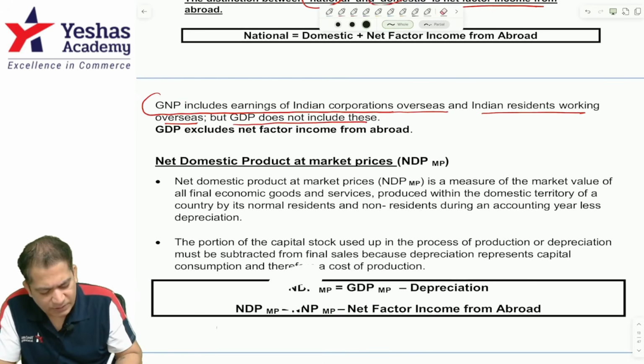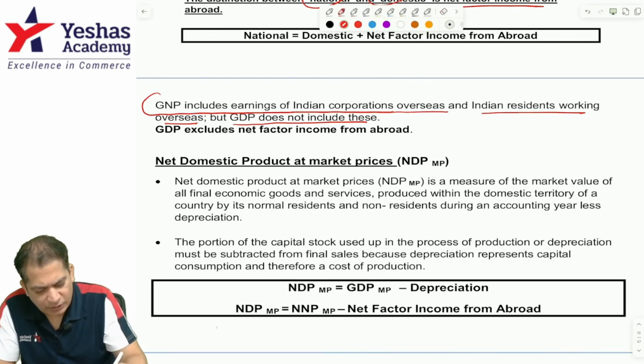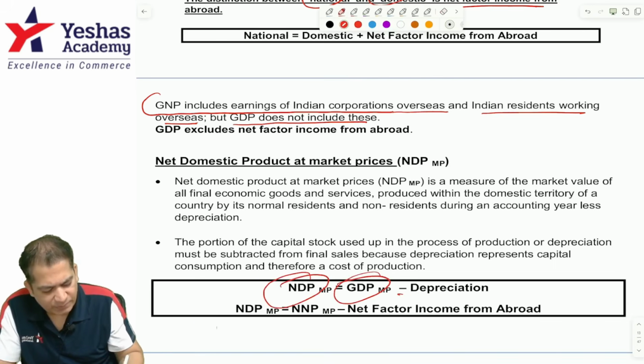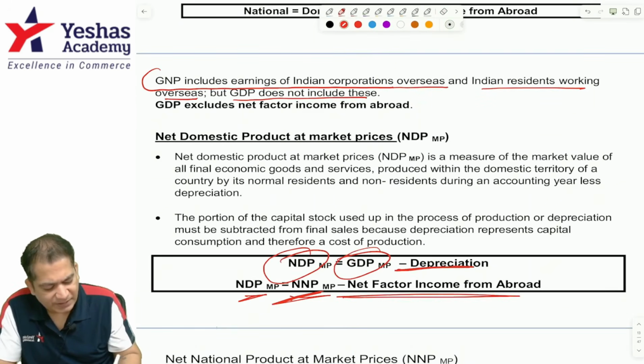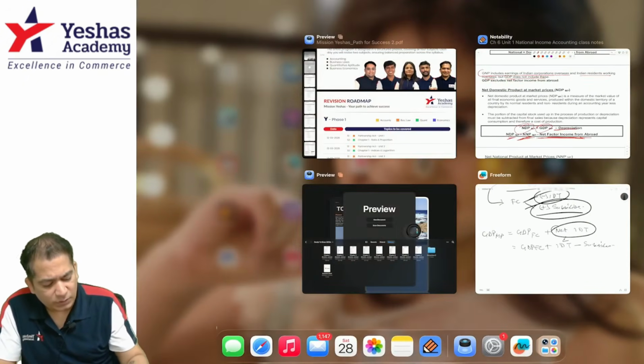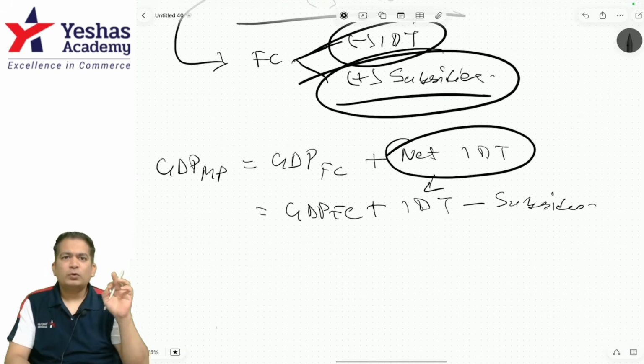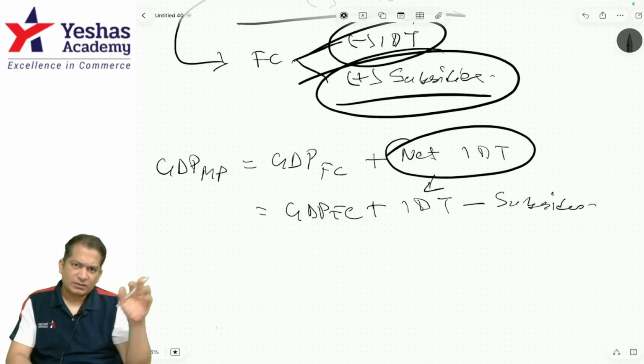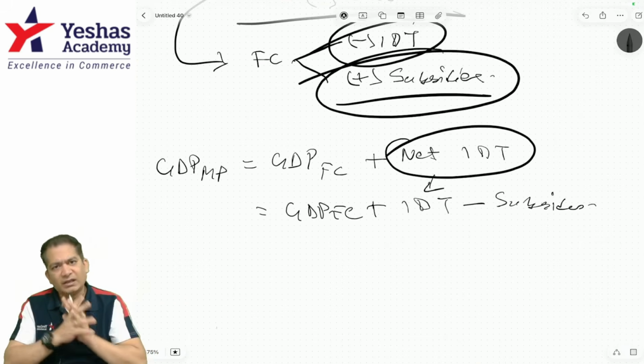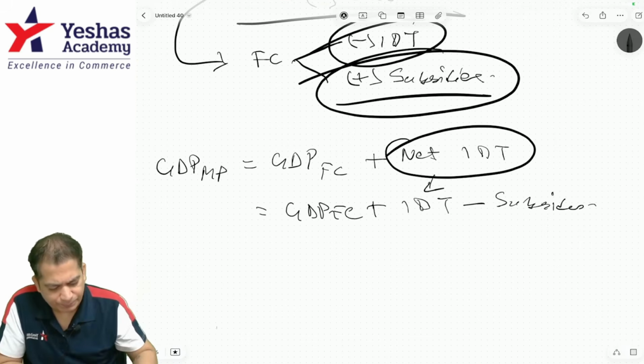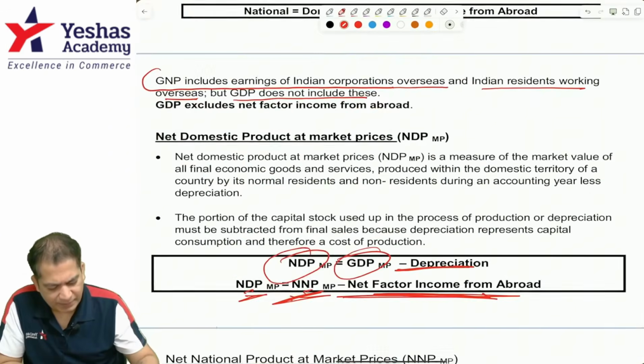So net domestic product will be gross domestic product minus depreciation. Net domestic product is NNP at market price minus net factor income from abroad. If you see, the difference is domestic and national. So remember the golden rule that I have told you. Those who don't know the golden rule, please go to the marathon and revise the video. I've explained how to remember the equation there. Okay, let's come back.